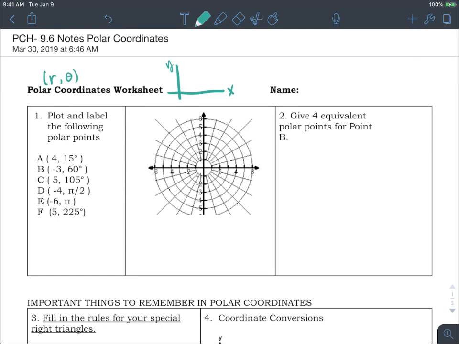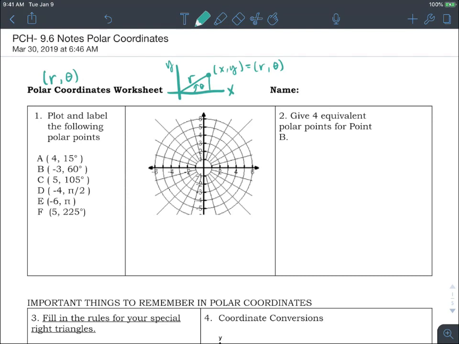What polars rely on are r and theta, which honestly we've been doing forever in trig, because when we call the hypotenuse r and the angle theta, this point right here can be described as x comma y or r comma theta. The polar coordinate overlays the rectangular coordinate. So they're the same thing, they're just represented differently.